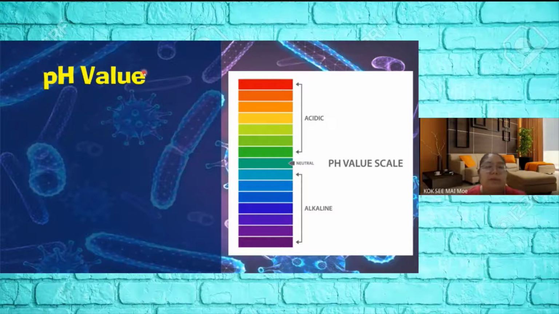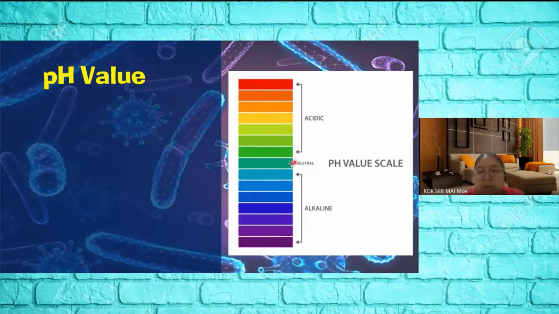We're going to see the pH value. Let's see the table here. The center one is neutral. Our body is neutral, or the normal water we drink is neutral. Neutral is 7. We count by number: 1, 2, 3, 4, 5. Just 0 until 6 is acid.